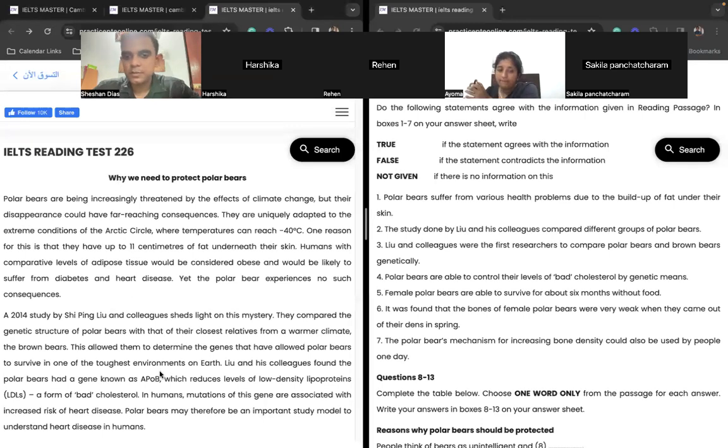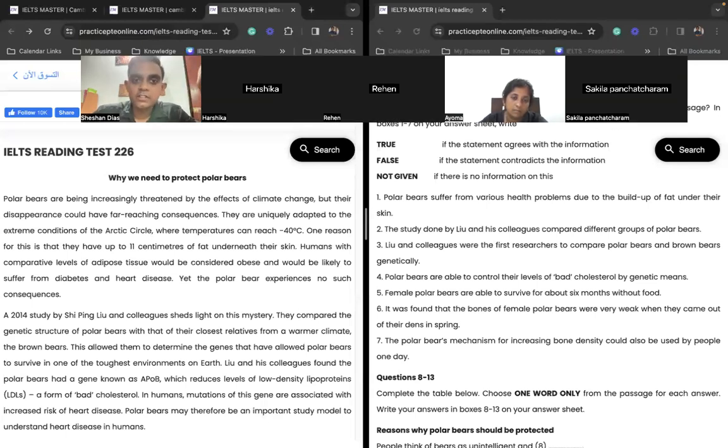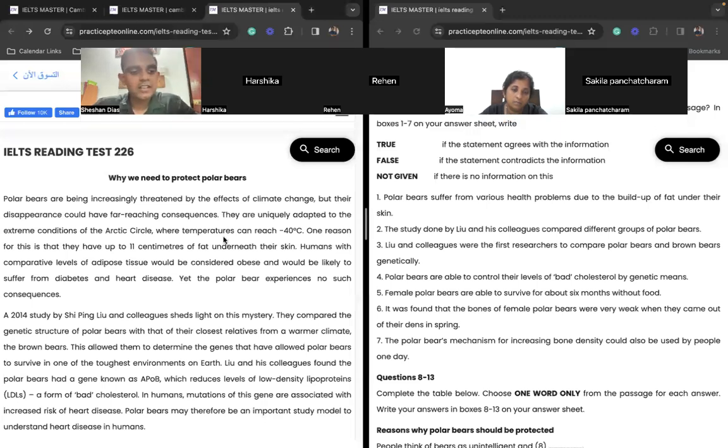So first do it for the first paragraph, then answer the questions. Do it for the second paragraph, answer the questions, right? Skimming, that's what you do. While you're doing that, just try to get an overall understanding of what you're reading, right? Don't try to read "polar bears are being increasingly threatened by the effects of climate." That's going to take you forever, right? Just go through, and try to get an understanding. Now, you might be thinking, hey, our English knowledge is not that great. How can we understand something so fast? That's where practice comes in.